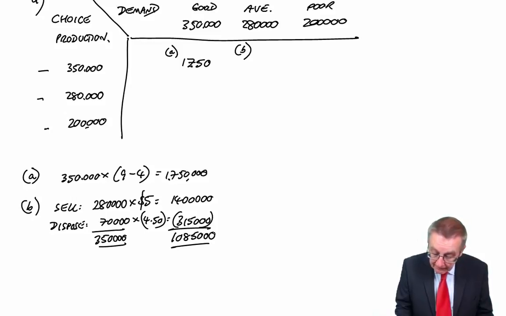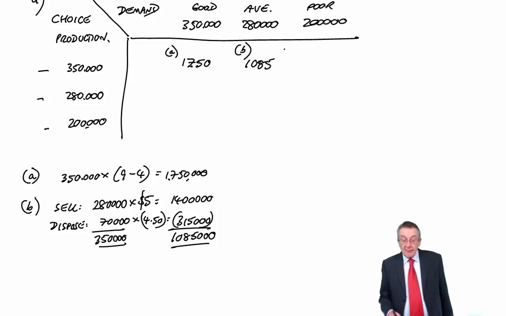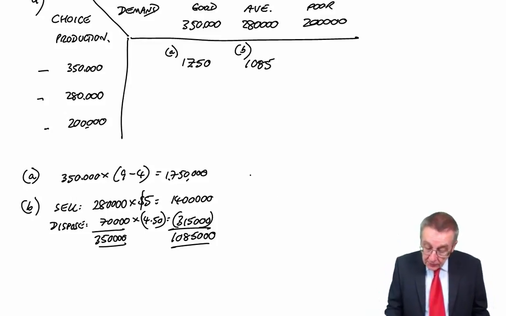1085. Well, again, on the table, don't put all the thousands in. You're silly. Let me just show the workings for 2 more. What about this one?